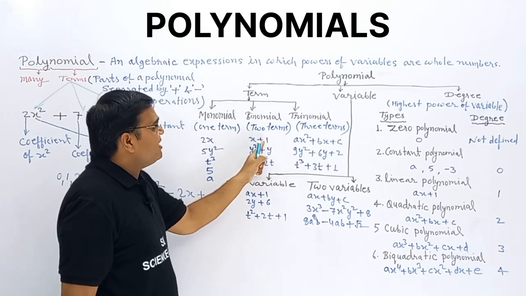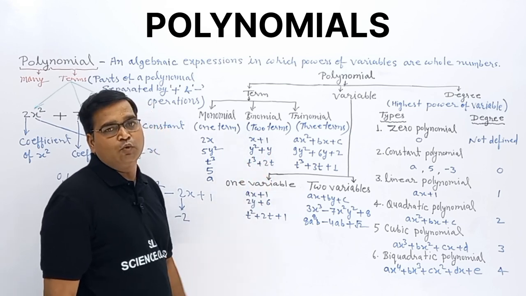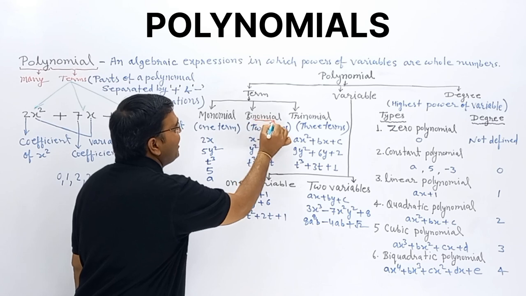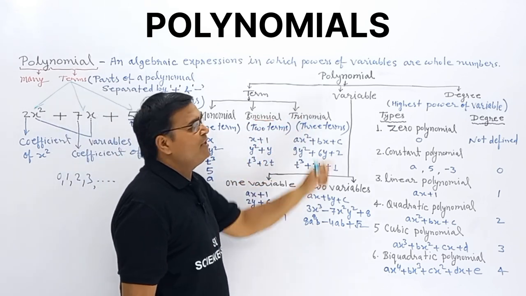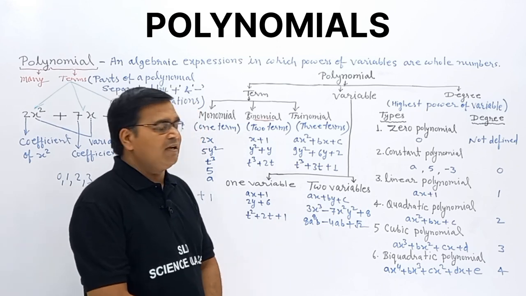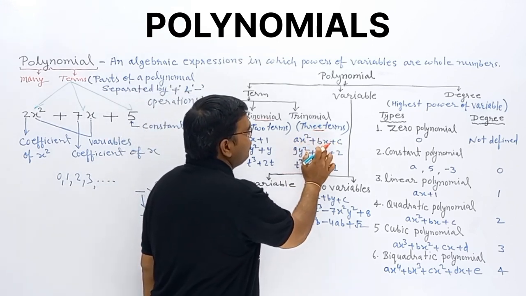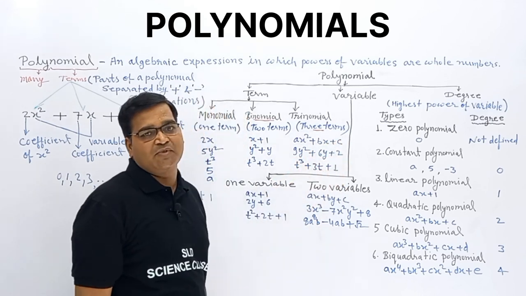So this one is having two terms, this one is having two terms, this one is having two terms. So these all are what? Binomial. And binomials are having two terms. Once we talk about trinomial, tri is 3. Trinomials are having three terms. Like this, 1, 2, 3, 1, 2, 3, 1, 2, 3, 3 terms.